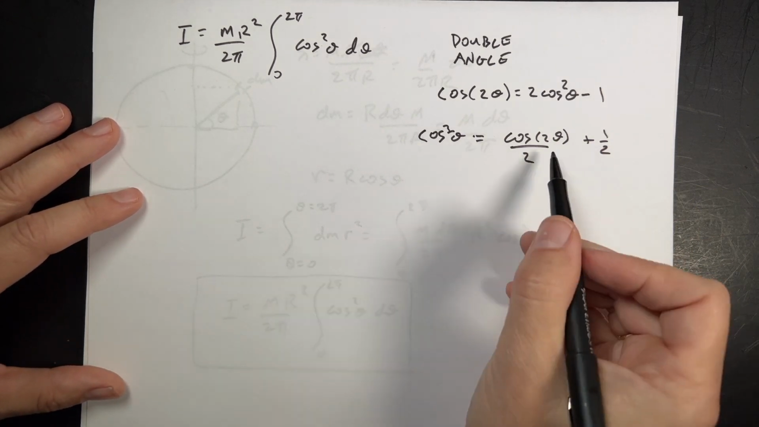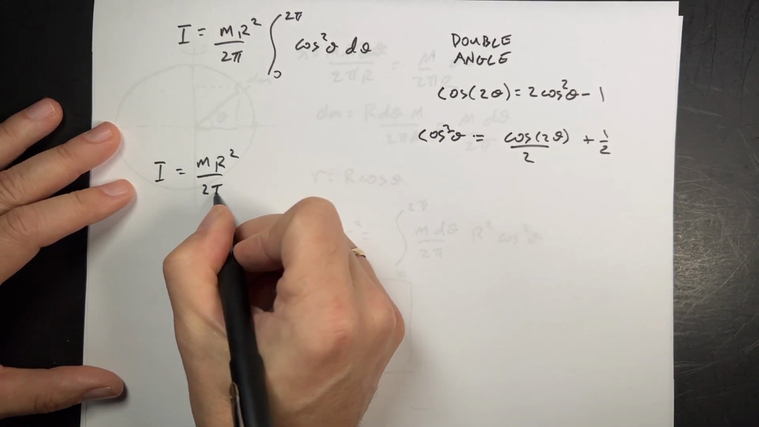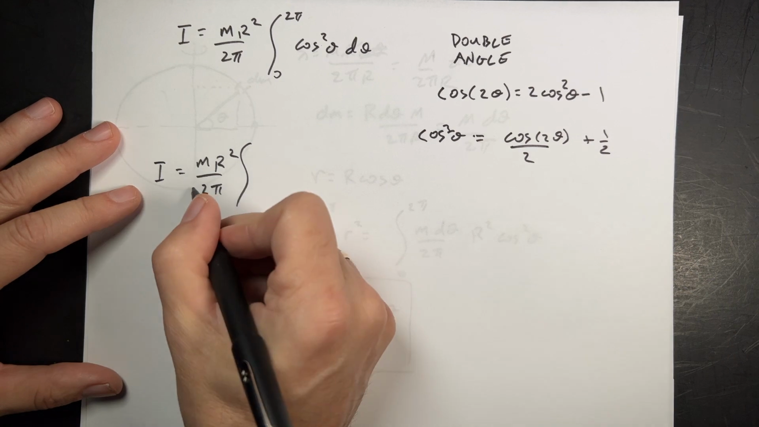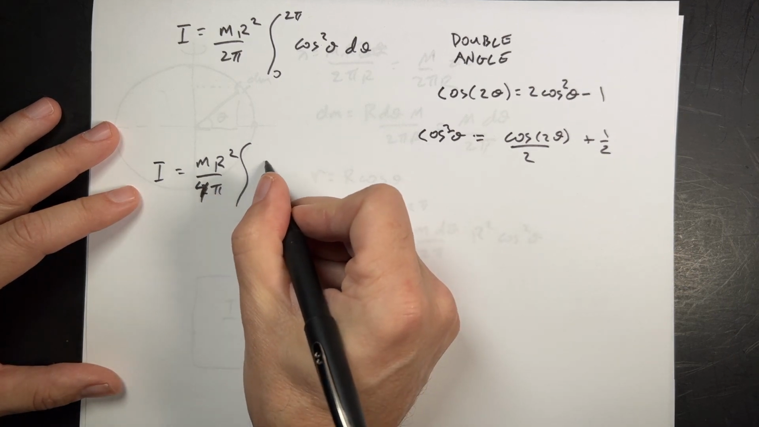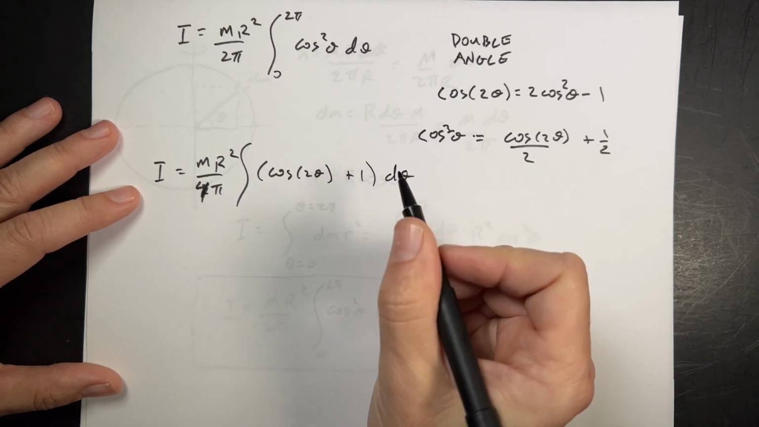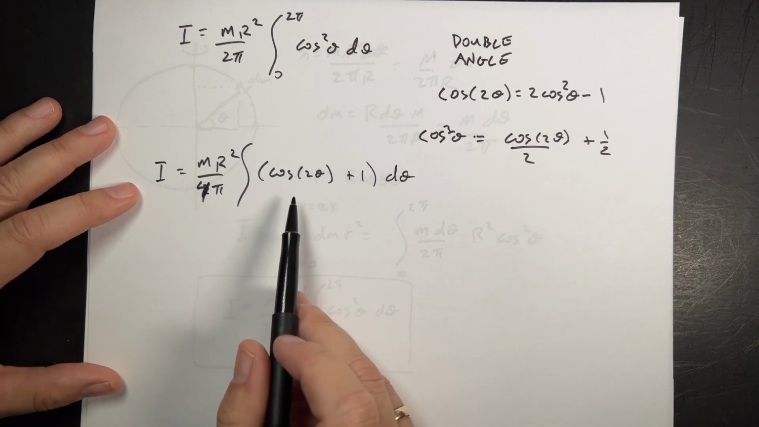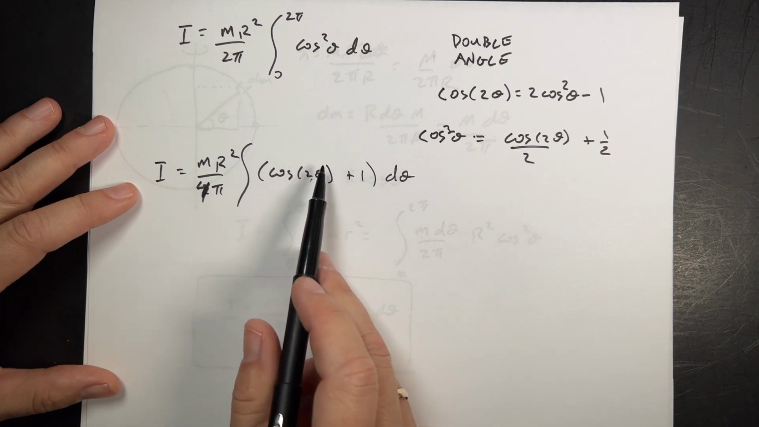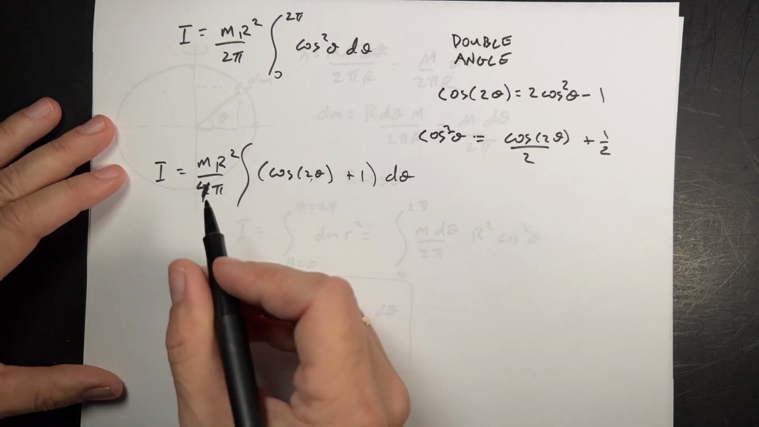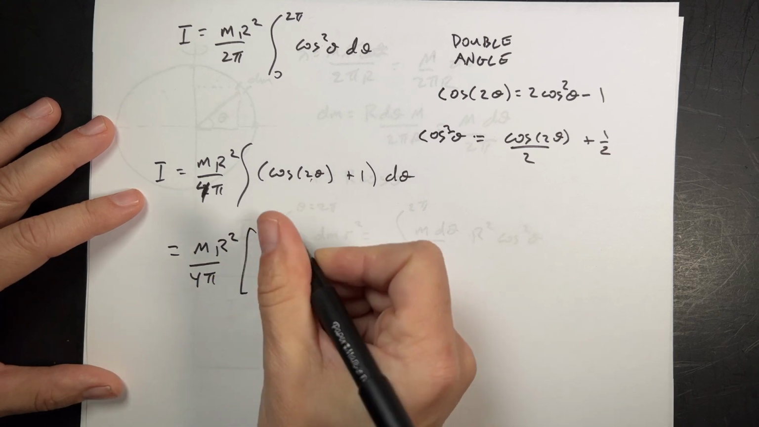Yeah. Now if I substitute that in, I get I is m r squared over 2 pi, the integral of this. I'm going to factor out the 1/2, so I'm going to have a 4 right there. So I have cosine 2 theta plus 1 d theta. So I have two terms. I can integrate them individually. Now what's the integral of cosine theta? It's sine theta. But if I have sine of 2 theta and I take the derivative, I'm going to get an extra 2. So I'm going to have to divide by 2. So let's do this integral, m r squared over 4 pi.